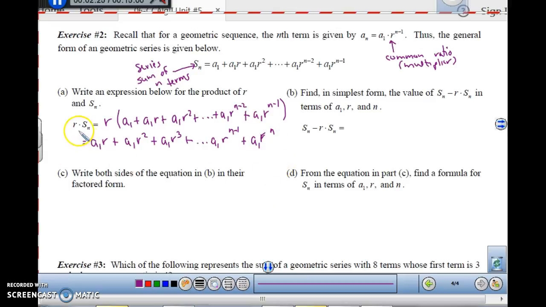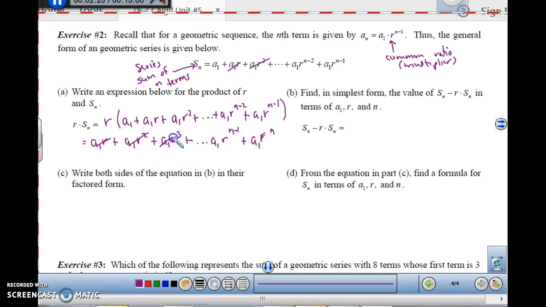Okay, so if I'm taking the value here, find in simplest form the value of S of n minus r S of n, in terms of a1, r, s, and n. All right, so if I take this and I subtract this one from it, I end up with a1r, a1r, a1r squared, a1r squared. a1r cubed would be the next term, dot, dot, dot.